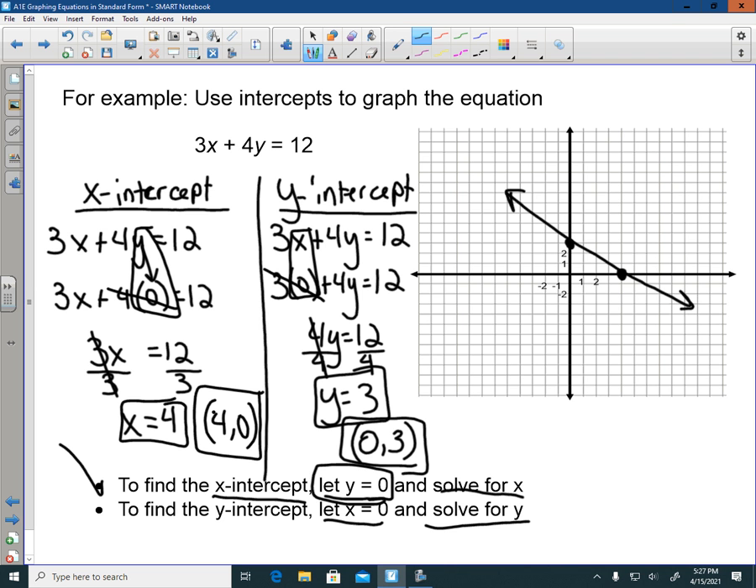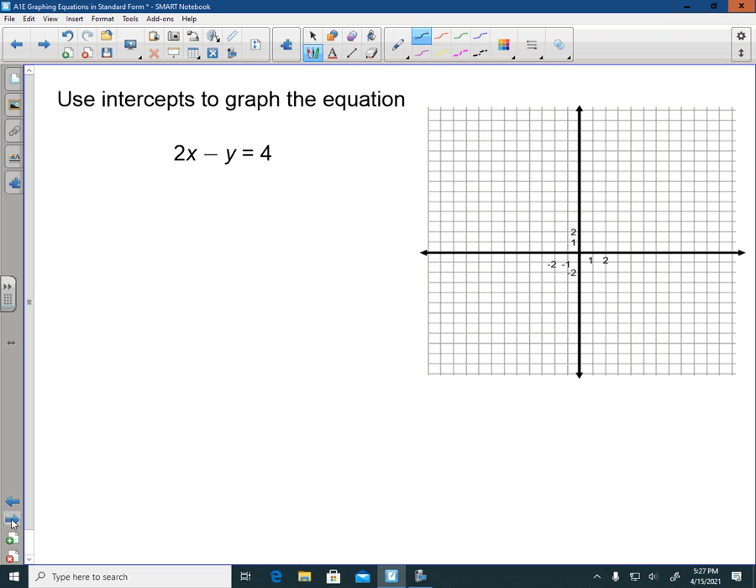Let's do a few more so you can see how this works the same way every time. So this is an equation in standard form, 2x minus y equals 4. This is an equation in standard form. And in order to graph equations in standard form, we can be clever and use the idea of intercepts. We're going to find the x-intercept.